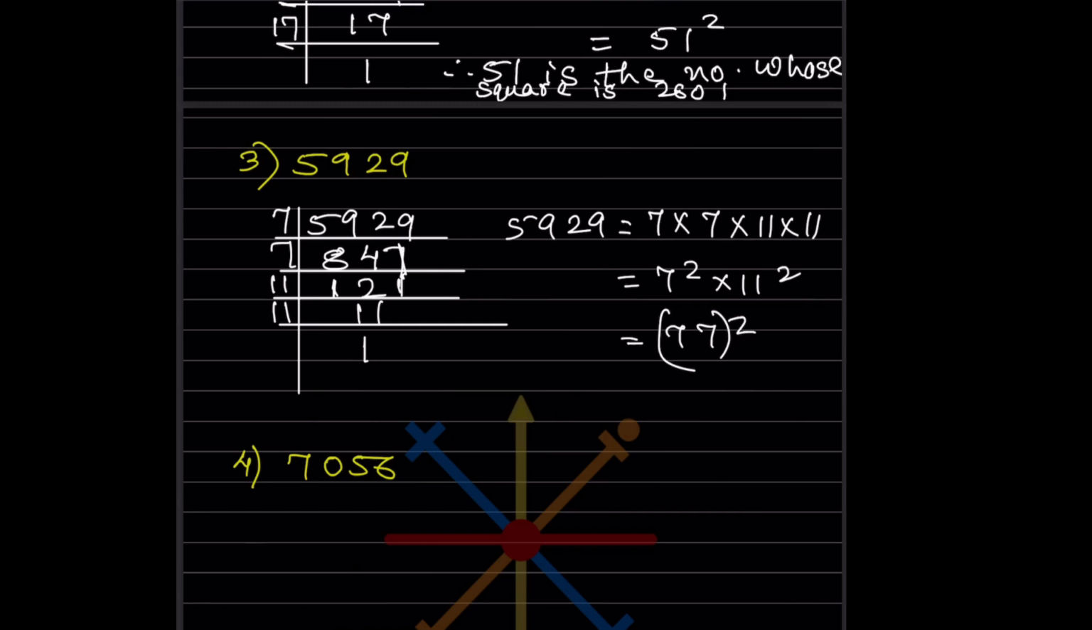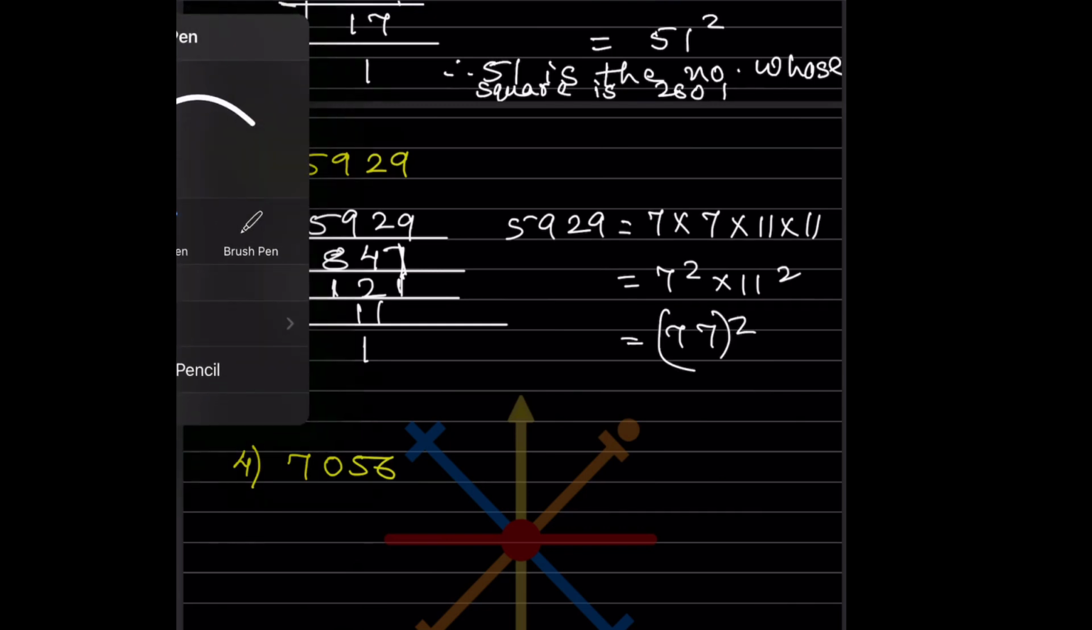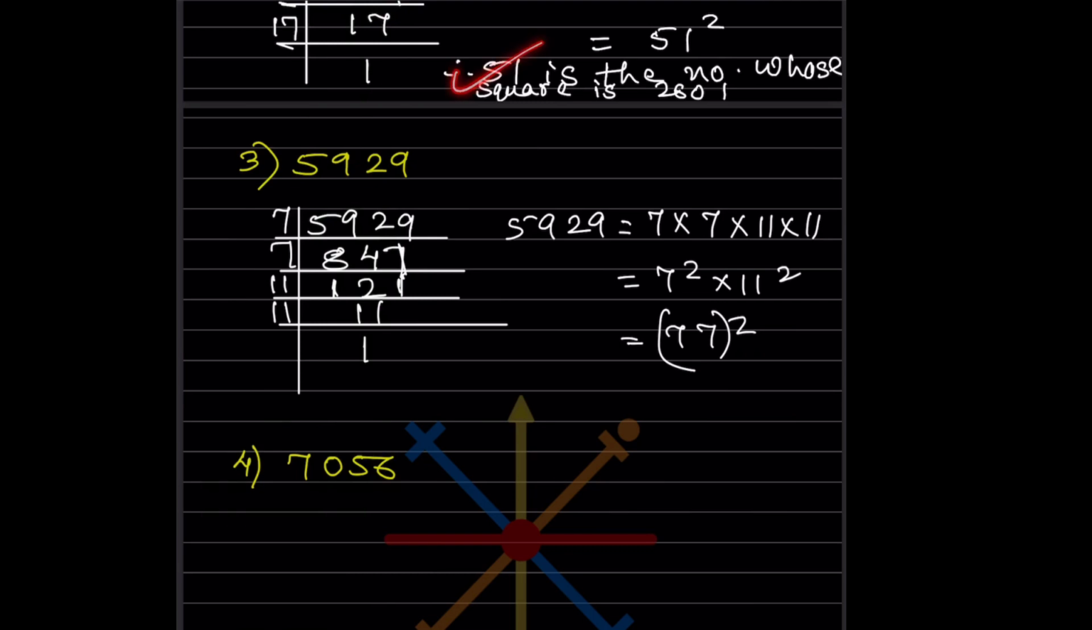So as I said, you can write this sentence similar to this one. So you can say 77 is the number whose square is 5929. It should be similar to this one. So you can write that sentence over here, therefore.